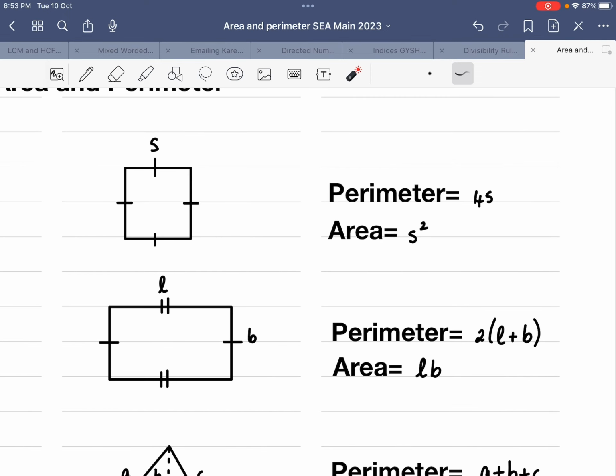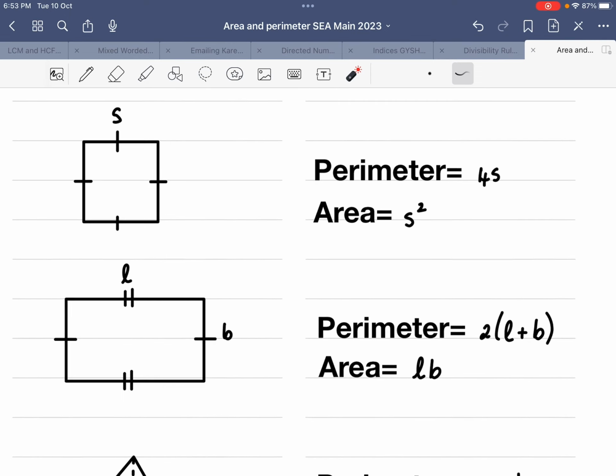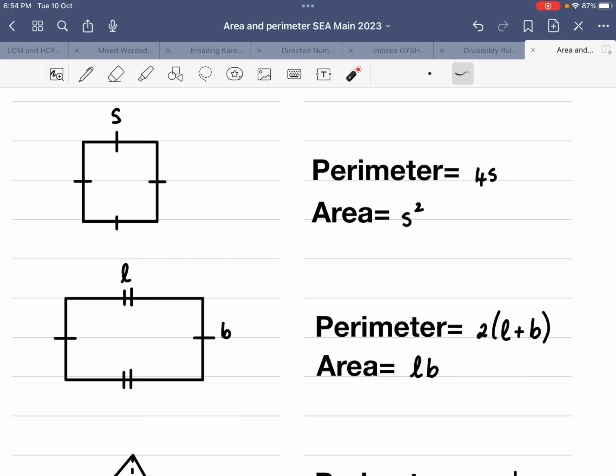For a rectangle, the perimeter is the sum of all the sides, which will be 2 of its length plus 2 of its width or breadth. So you can say 2 length plus 2 breadth, or we can say 2 times the length plus the breadth, or the length plus the breadth times 2. The area of the rectangle is the length times the breadth.